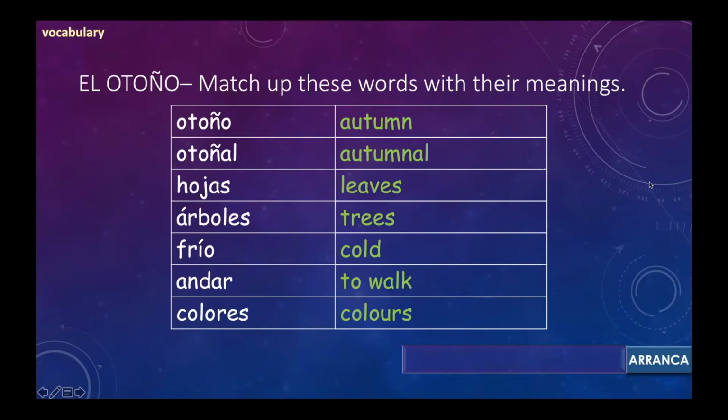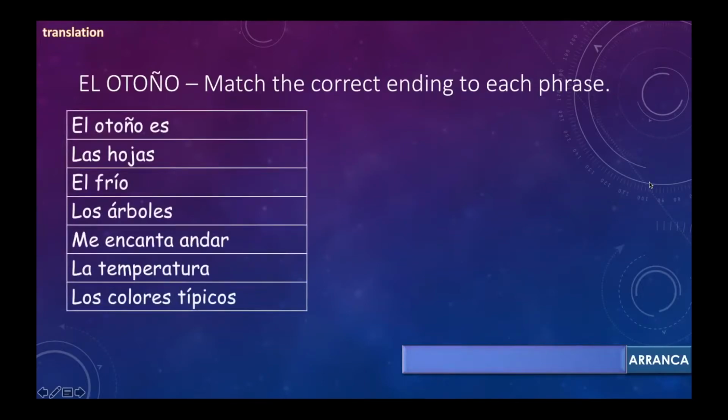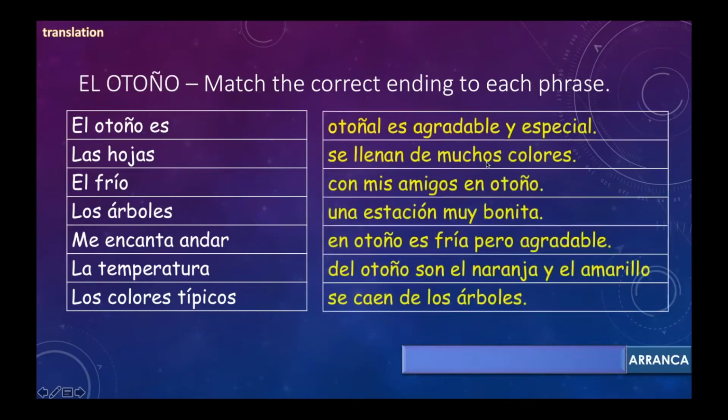Let's move on. Now we have the following exercise, which is really interesting. We have these phrases. El otoño es, las hojas, el frío, los árboles, me encanta andar, la temperatura, los colores típicos. And we need to match those phrases with these endings. Now then, all the vocabulary we just learned is going to be very helpful to solve this exercise. So I'm going to give you some time to try and match as many sentences as possible. Off you go.